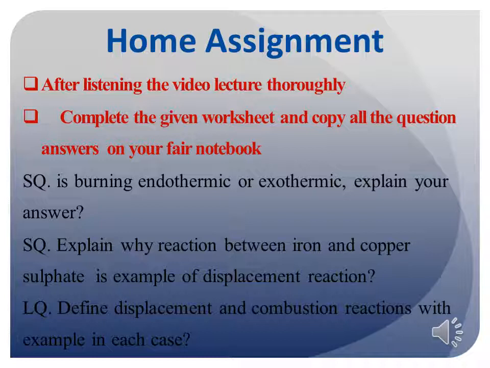Short question 1. Is burning endothermic or exothermic? Explain your answer. Short question 2. Explain why the reaction between iron and copper sulfate is an example of displacement reaction. Long question. Define displacement and combustion reactions with example in each case.